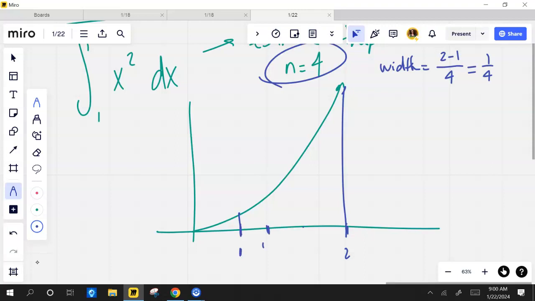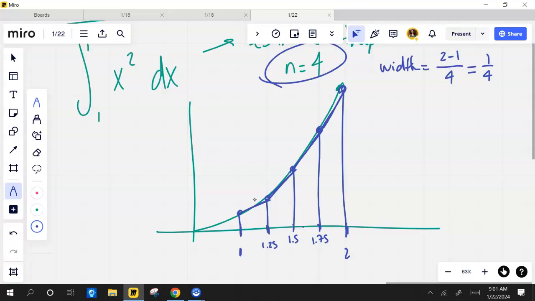So 1, 1 1/4, 1 1/2, 1 3/4, and then I got 2. So here are my 4 regions. But instead of squaring them off, I'm going to make them into trapezoids. In other words, I'm going to use the actual points for each end of the bounds, and then just connect them. You see how this is a better estimate? Not as much over or underestimate there. But I also have trapezoids each time.